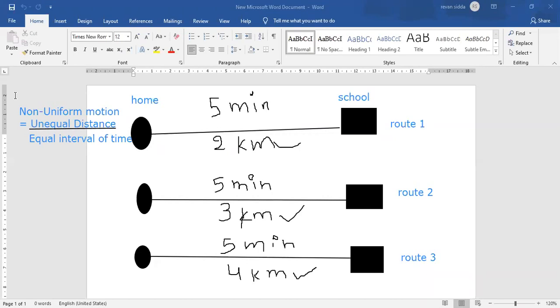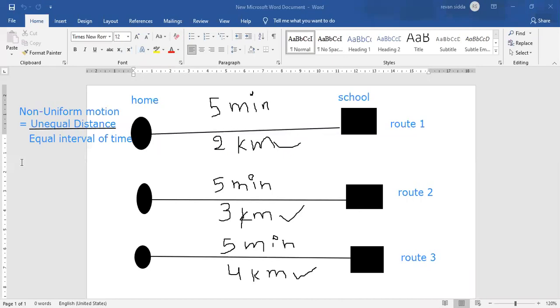There are many examples of non-uniform motion. Suppose a dog is chasing a cat. Unequal distance will be there, but the time will be the same. Another example is a train starting from a station. Suppose two trains are standing, one takes 2 kilometers of distance, another takes 3 kilometers, and the time was the same. So it is also an example of non-uniform motion.